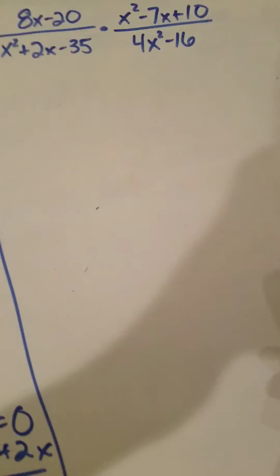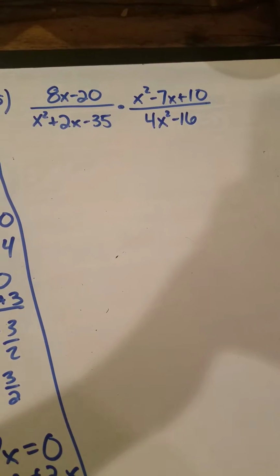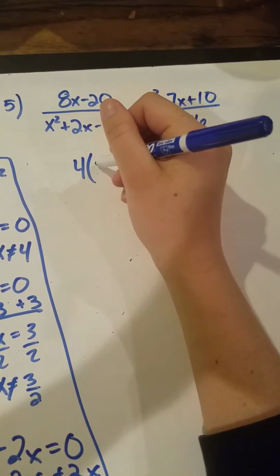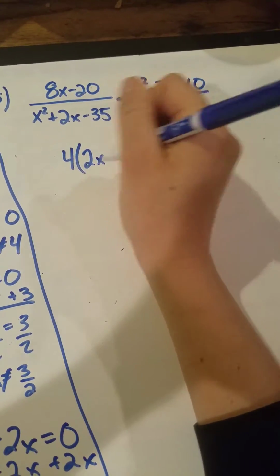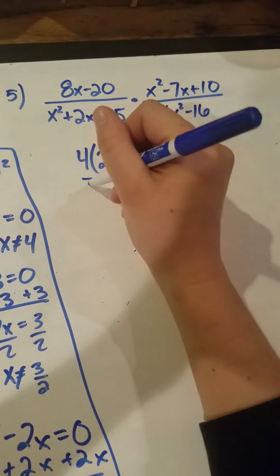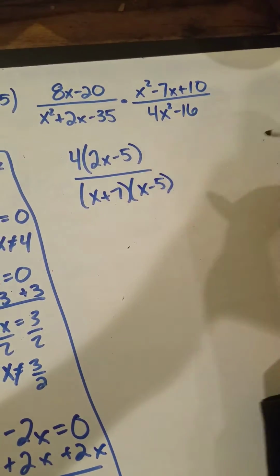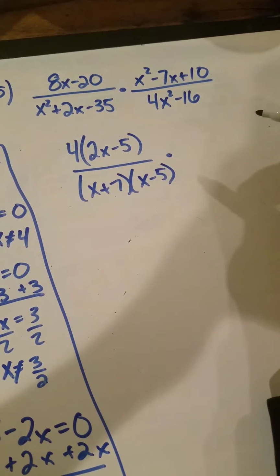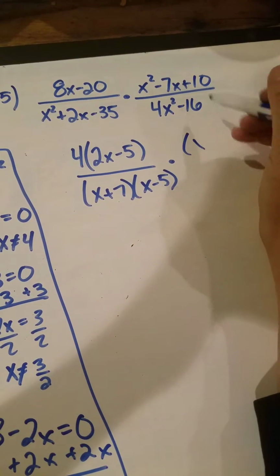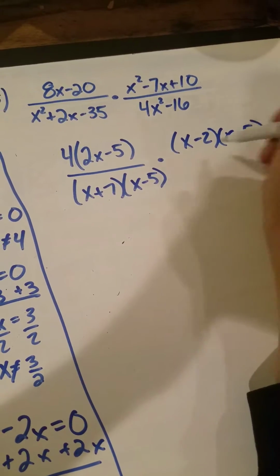Example 5 was a little bit more factoring. So we have this problem. We have 8x and negative 20. They share a 4, so I'm going to factor out a 4. I'm left with 2x minus 5. On the bottom, I'm looking for factors of negative 35 that add to 2. So I know that that's 7 and negative 5. If the a value wasn't 1, I would have to do a little bit more on the side. Factors of 10 that add to negative 7, negative 2, and negative 5.